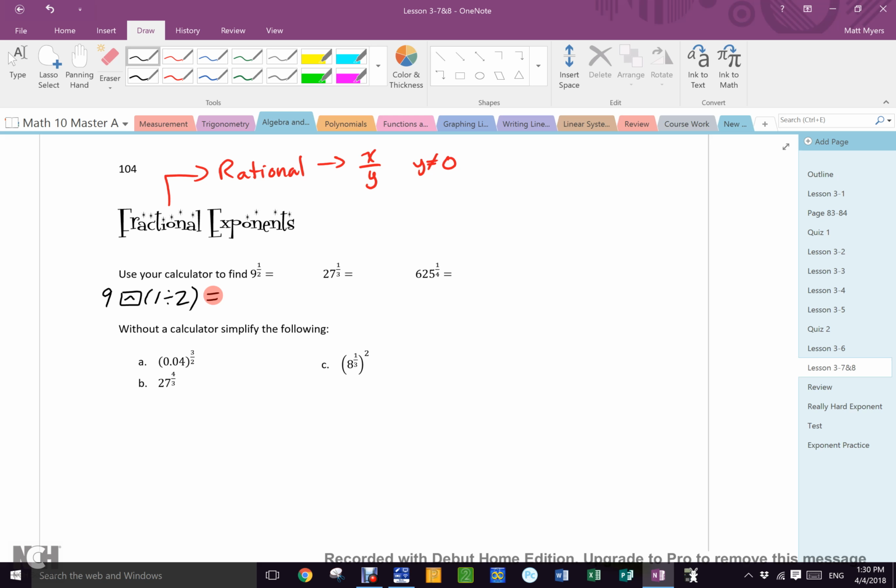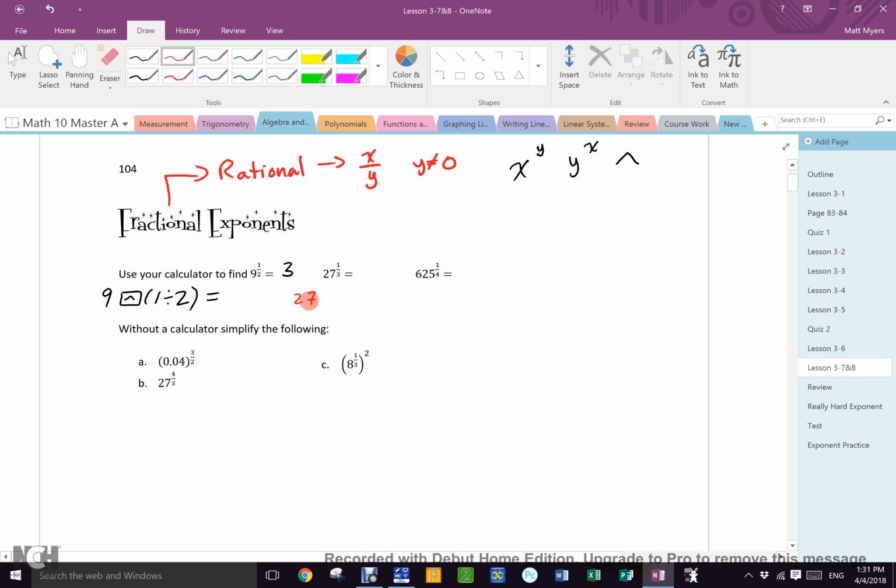Nine exponent bracket 1 divided by 2 close brackets. 3. Try it again. Push 9. Push your exponent button. There you go. The exponent button that looks either like X with a little Y over it, Y with a little X over it, or a caret. The little mountain symbol. We talked about that yesterday. Oh, we didn't. My other class did. The answer is 3.